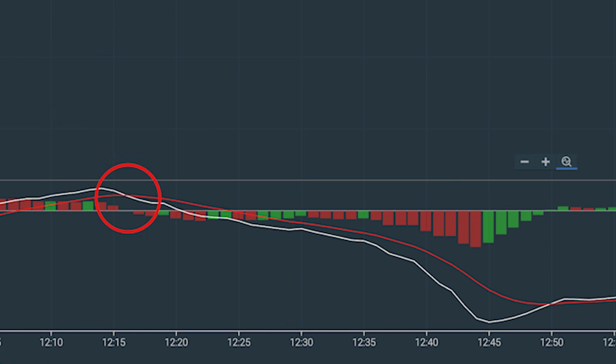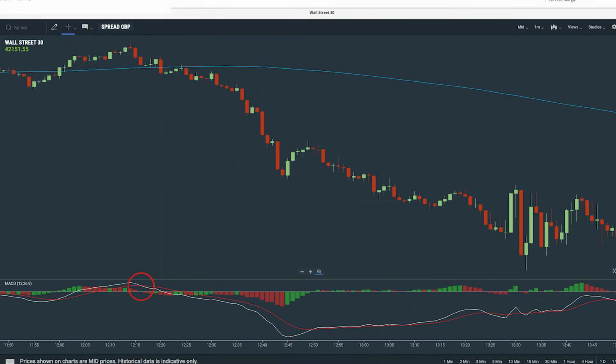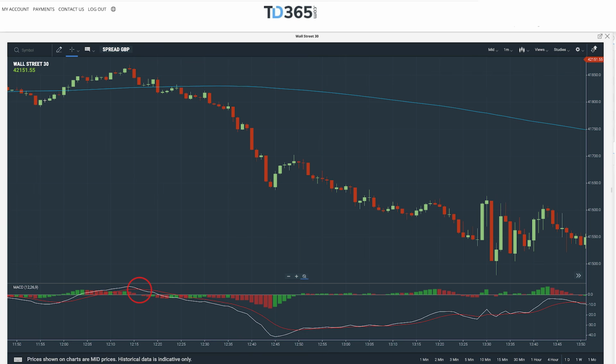If we want to short in a downtrending market, we look to see where the white MACD line crosses and goes under the red signal line above the baseline. And we check that the price is below the blue 200 EMA, signaling a downtrend. And we could make the trade here, placing our stop loss just above the 200 EMA line.